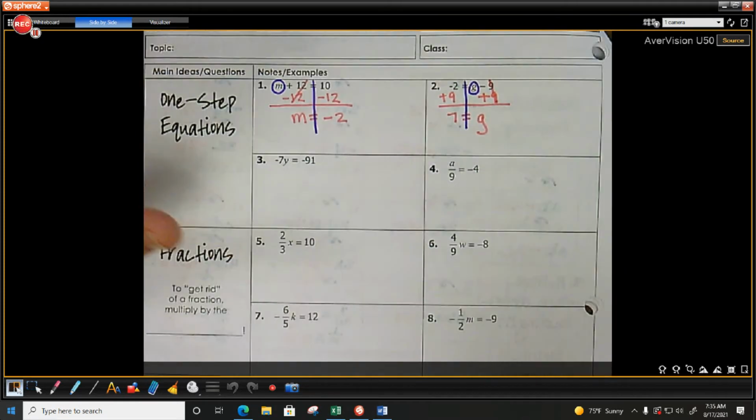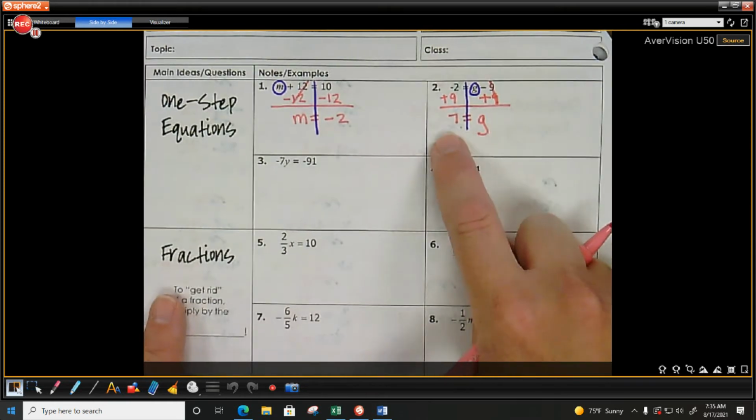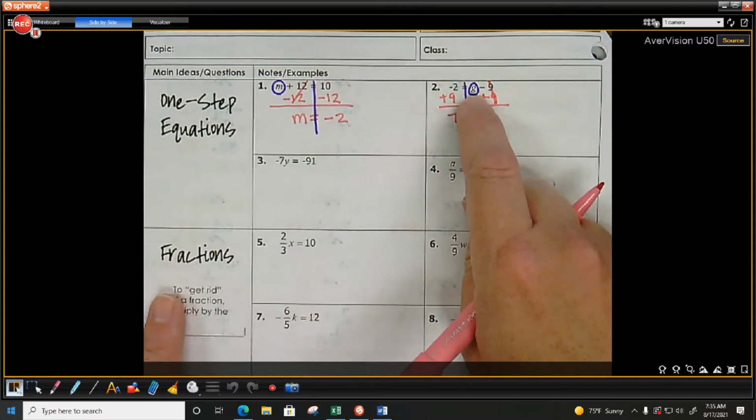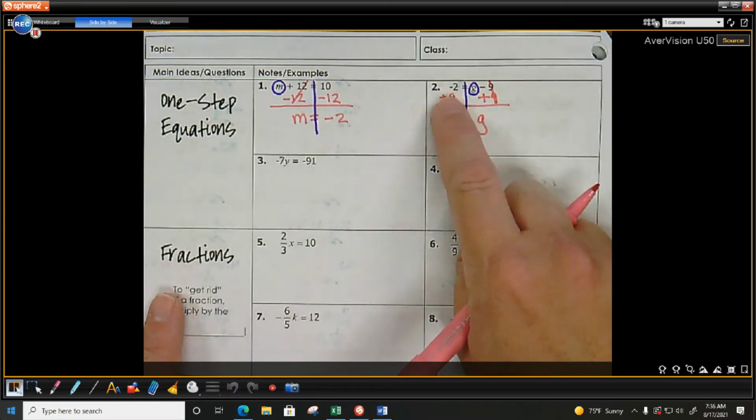So I get g equals 7. Do I now have my variable all alone? Yeah. The value of g is 7. I can substitute 7 back in for g. What's 7 minus 9? Negative 2. Does that work?